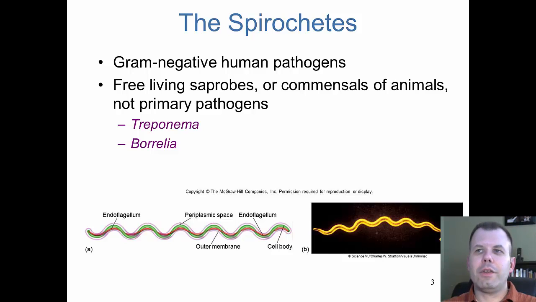What you see here in picture B is actually dark field, which is where the light is shining through the organism and the background is black. And you need a special filter on your microscopes to actually do something like that. So we won't be doing it in lab or anything, but I just want you to be aware that's one of the ways to really visualize a spirochete, using dark field microscopy.